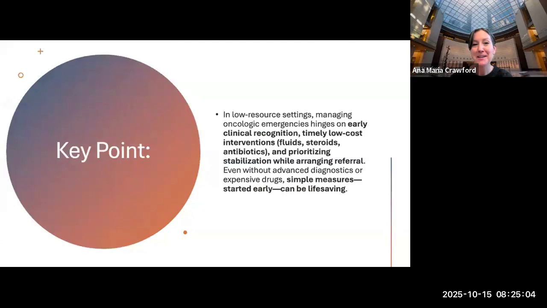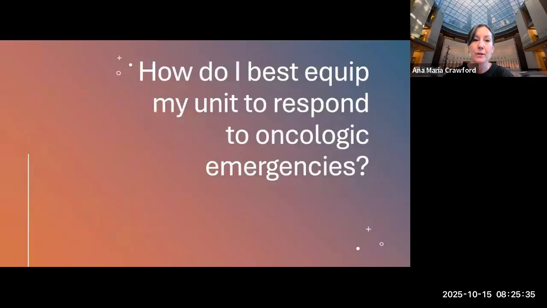Okay, so in summary, managing oncologic emergencies hinges on early clinical recognition, low-cost interventions such as fluids, steroids, antibiotics, prioritizing stabilization while arranging referral. And I would say here also consider calling a friend, texting us on WhatsApp, whatever needs to happen when you have questions about these kinds of patients. And then just everything has to be done earlier, because once the patient really gets into trouble and really gets critical, it can be more challenging.